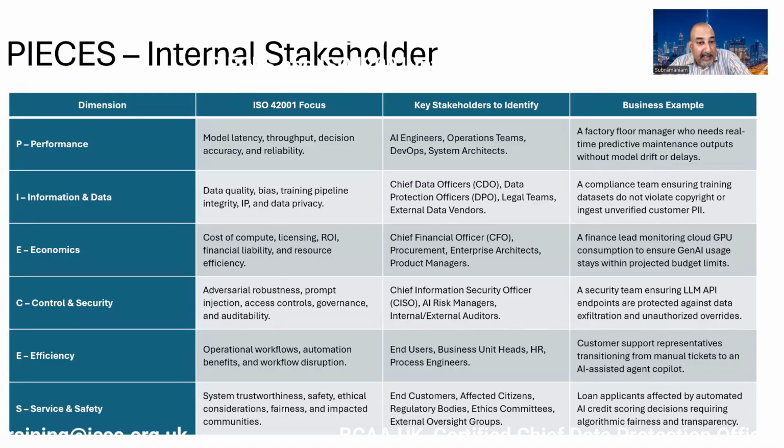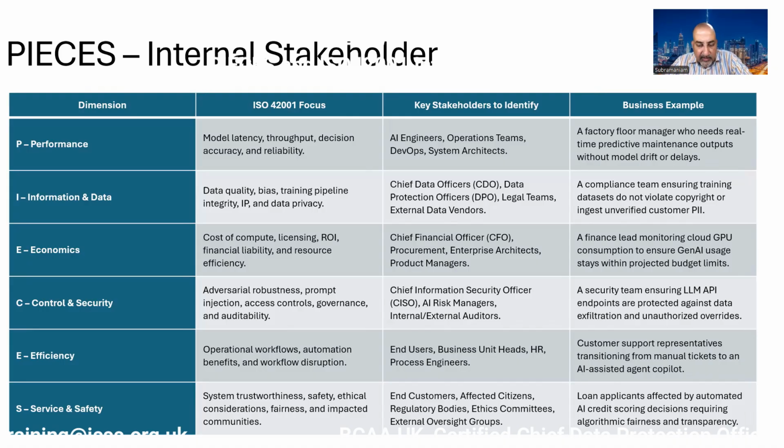Performance: model latency, throughput, decision and accuracy. The key stakeholders are all internal: the AI engineers, operating systems and DevOps, and system architects. The factory floor manager needs real-time predictive maintenance outputs without model drift or delays; those are the requirements. Similarly, for information and data, you should not have bias. Bias is inclination towards a particular race, language or religion, etc. Who is accountable for it? It's the CDO, data protection officer, chief data officers, etc.